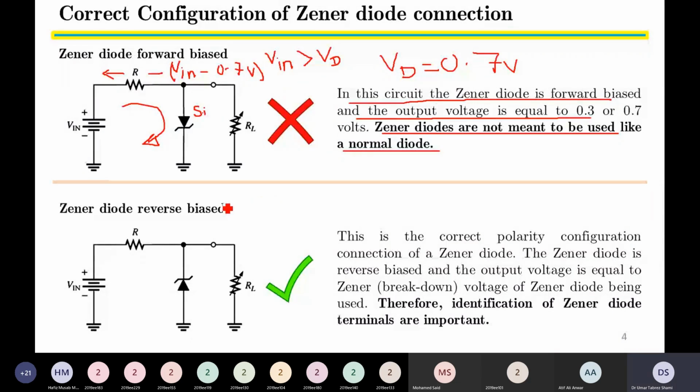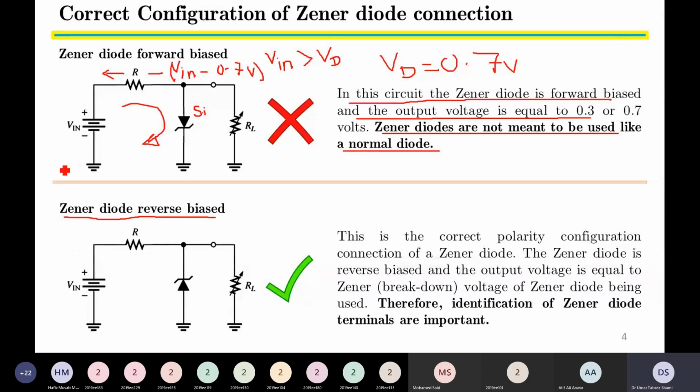Then what is the correct configuration of a Zener diode? It is shown in the second diagram, when the Zener diode is reverse biased. So let us first look at this diagram. We have a Vin, our external power supply, then a resistance, and then the same Zener diode, but this time the Zener diode is reverse biased, such that the anode terminal is connected to the ground and the cathode terminal is connected to the output of the resistance.